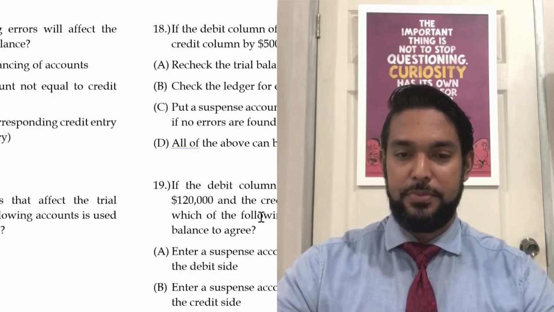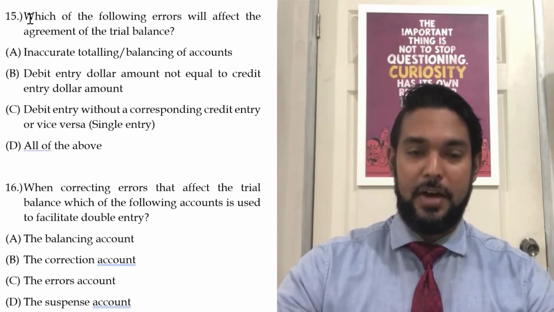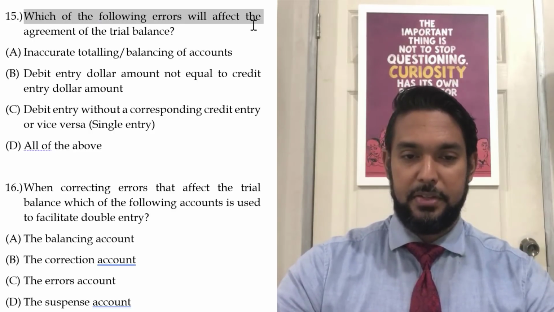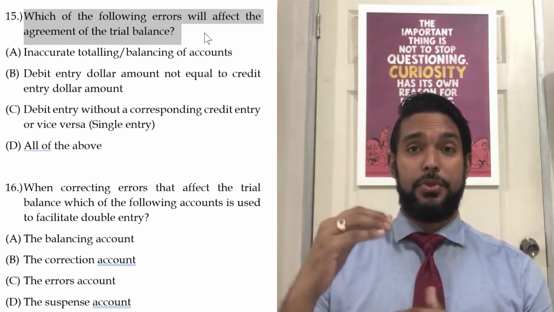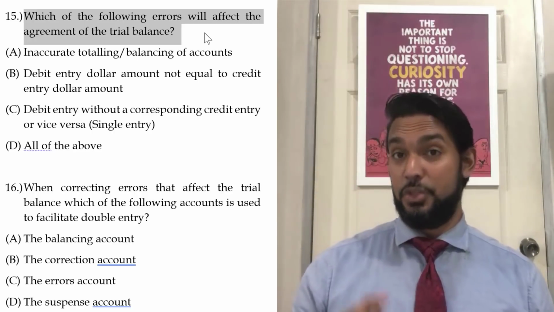Let's scroll on, check out number 15. So we're just about halfway through. After this one, we have 15 more to go. Which of the following errors will affect the agreement of the trial balance? Okay, so we're done with the errors that don't affect the agreement of the trial balance, and now we have errors that do affect the agreement.